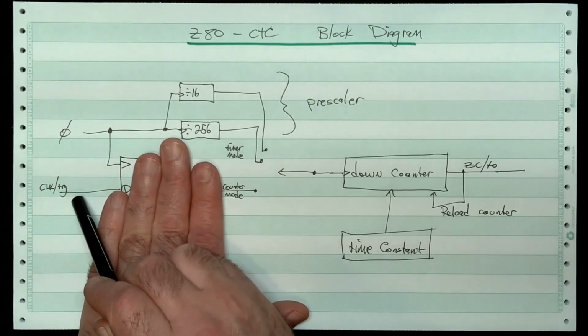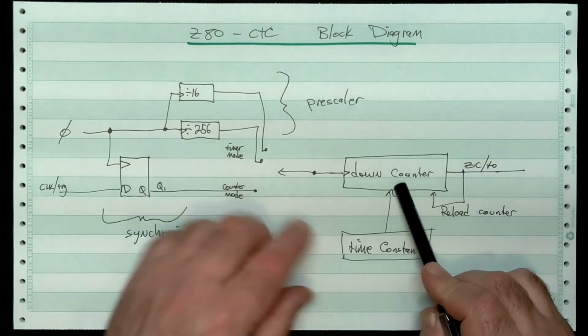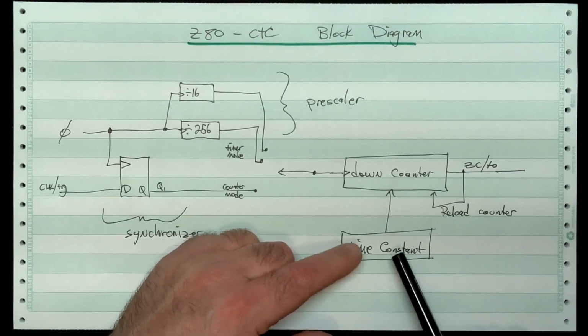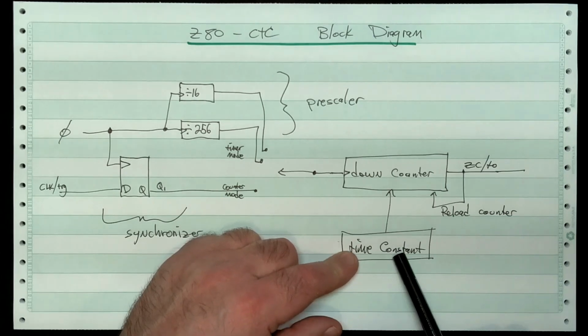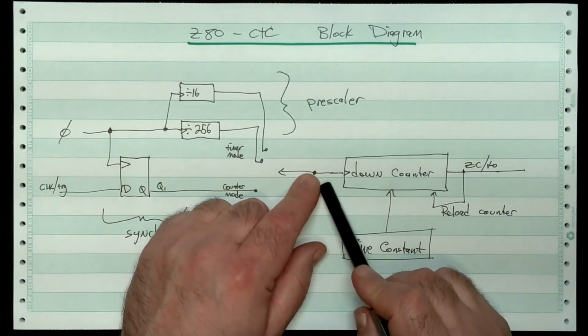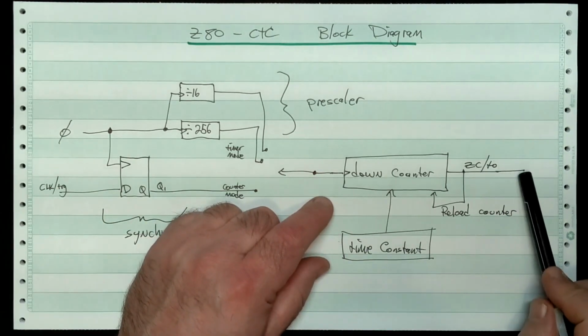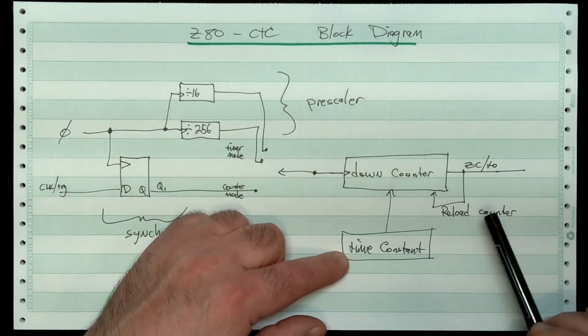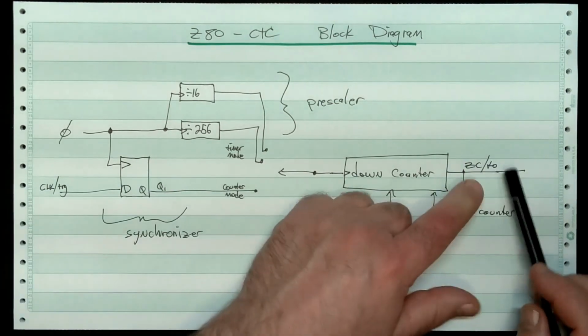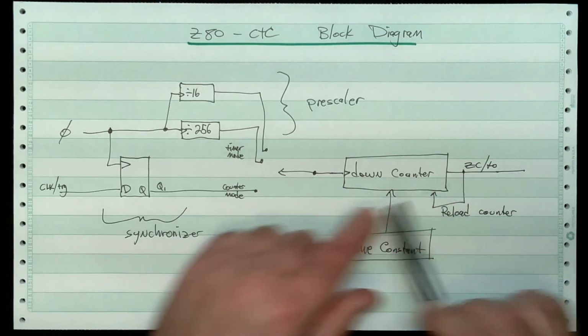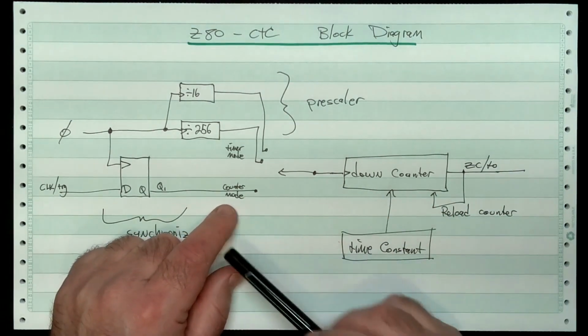100 hertz coming in here, divided by your time constant, if I put 100 in here, every time this ticks 100 times, this will tick once, right? If the time constant's 100, the frequency is 100, we get 1 hertz coming out over here in counter mode, okay?